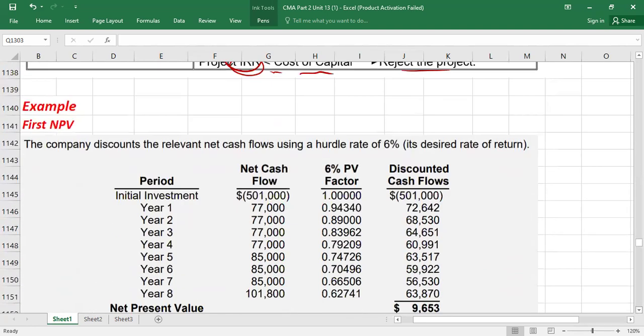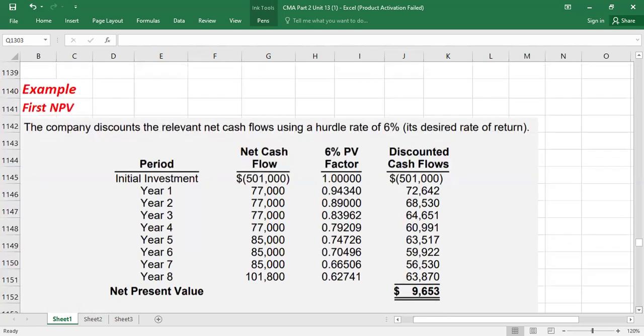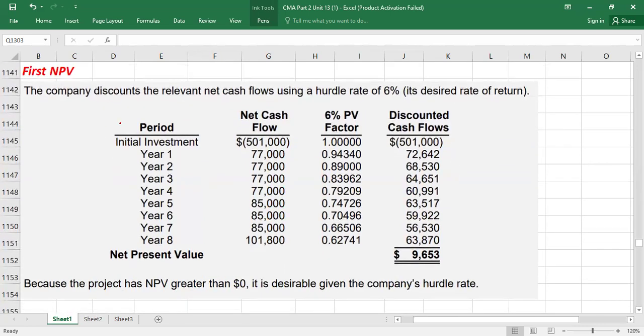So here we go. We have an example now. As I told you, to calculate IRR, we need two net present values, positive and negative. So we have a small question, for example, just to see how to calculate NPV or IRR. Let's assume the company discounts the relevant net cash flows using a hurdle rate. Hurdle rate means the cost of capital, which is 6%, the desired rate of return. It's also called desired rate of return, cost of capital, weighted average cost of capital.